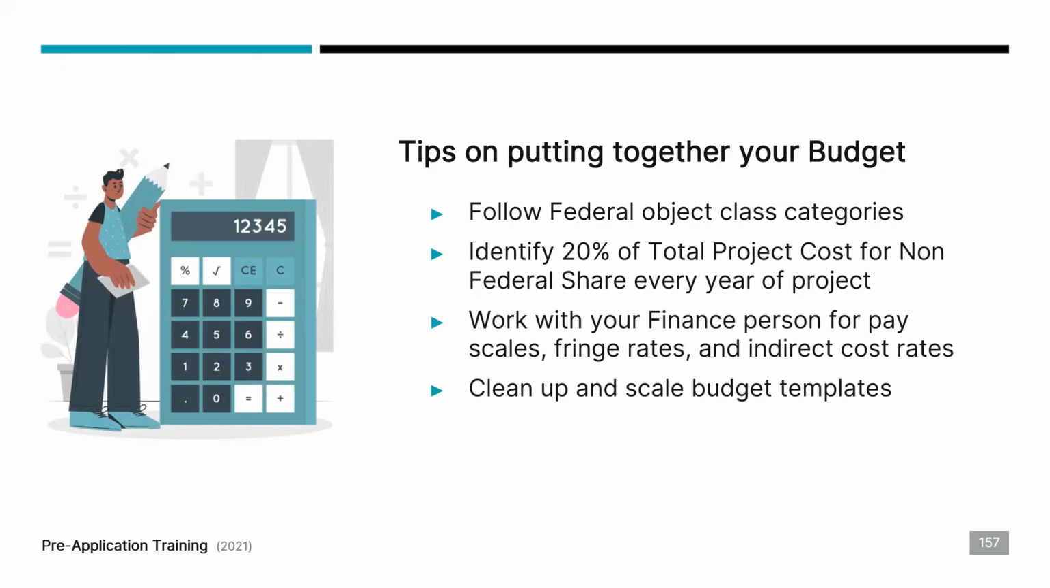So just stick to the 20% without going under. And there's no bonus points or anything if you try to do more. So there's no benefit whatsoever. So stick to the 20%.